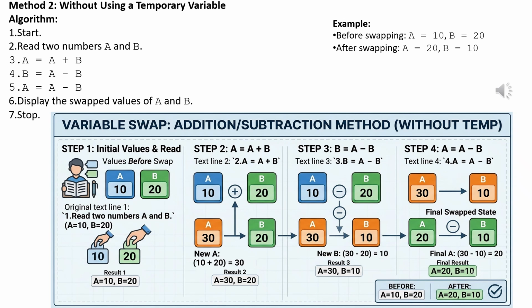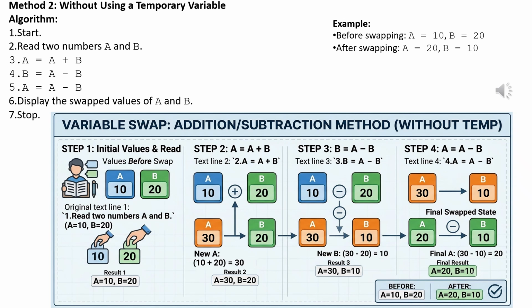Second algorithm, exchanging two numbers without using a temporary variable. The algorithm is as follows. First step, start. Second step, read two numbers A and B. Third step, add the content of A and the content of B and place the result in A.